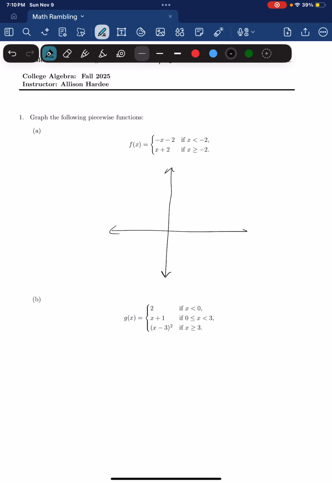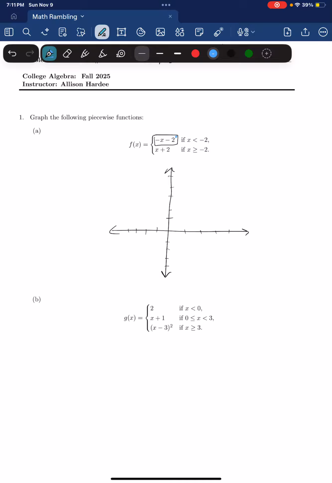So let's make this 1, 2, 3, 4. Okay. So if x is less than -2, so -2 is here, then we have... The way I like to do these problems is I just look at each piece individually. So -x minus 2. We'll graph this in blue.